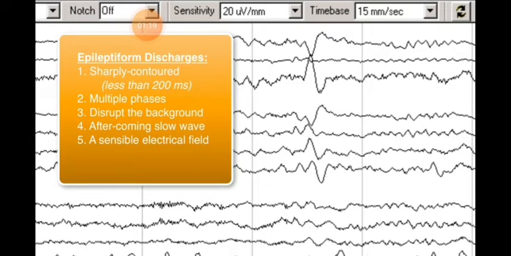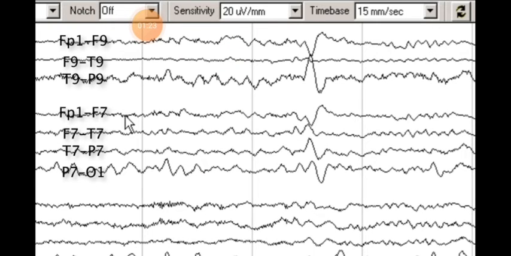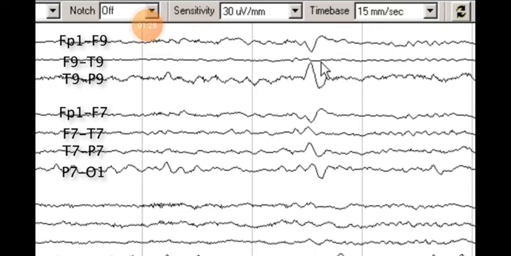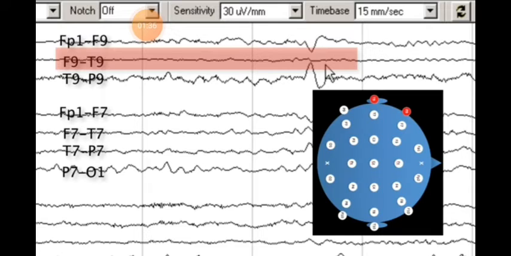We have reviewed polarity rules in a different recording, but you can see that there is a downward deflection at FP1, F9, a relatively flat recording at F9, T9, and an upward deflection at T9, P9. This would suggest that the maximal negativity is at F9, T9.